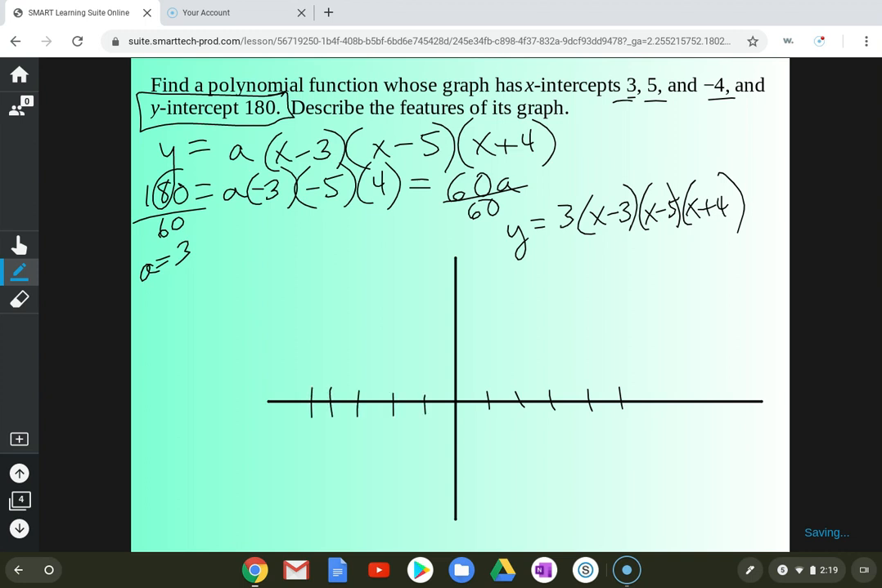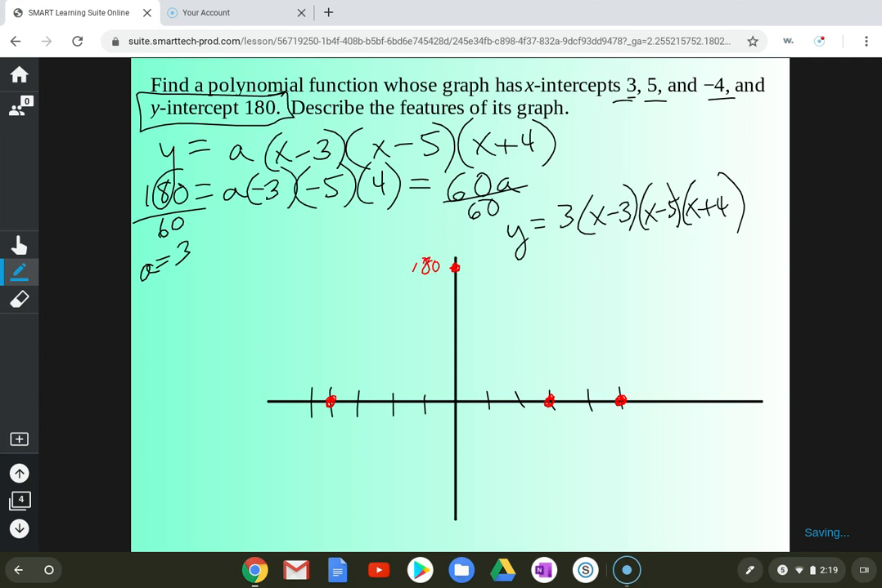All right, so the first thing I'm going to do when I sketch my graph is sketch my x-intercepts. So I have an x-intercept at 3, I have an x-intercept at 5, and I have an x-intercept at -4. All right, then I have a y-intercept way up at 180, so I'm just going to say that that's 180. We'll just put that super way up high.